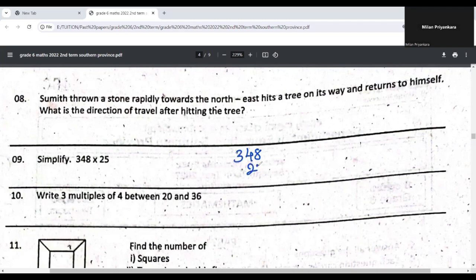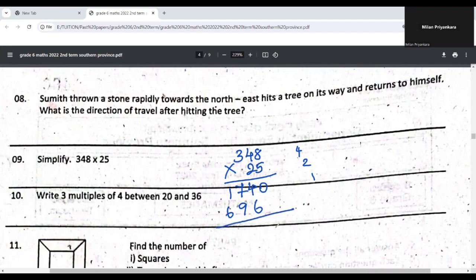348 into 25. You have 5 into 8 is 40, and 4 remains. 5 into 4 is 20. 20 plus 4 is 24, and 2 carries. 5 into 3 is 15. 15 plus 2 is 17. Okay? 2 into 8 is 16. 2 into 4, actually 1 carries. 2 into 4 is 8. 8 plus 1 is 9. And 2 into 3 is 6.